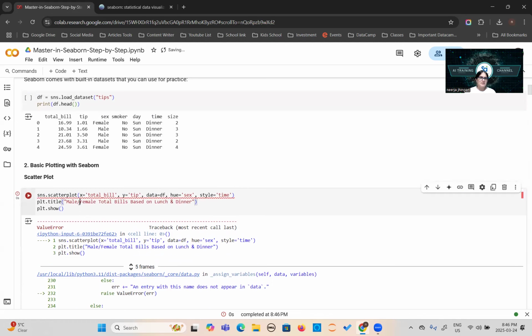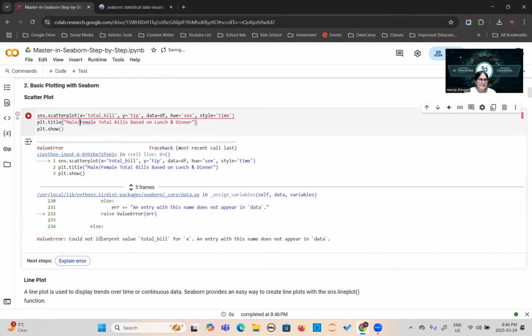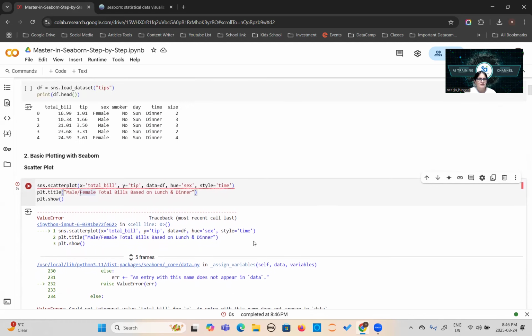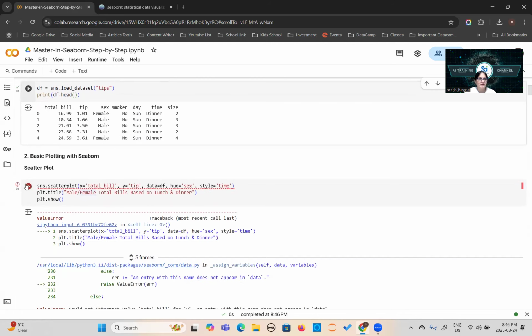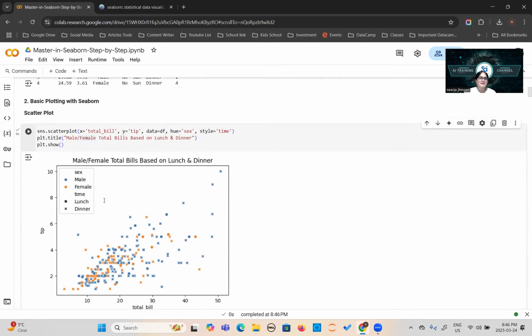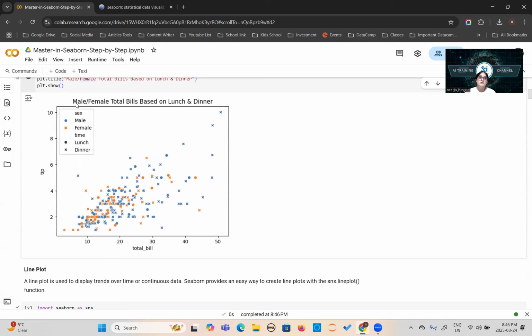Okay, so in this it is showing, this is not picking up the data. Oh, sorry about that. We did not run it. We need to run it, so that way it did not pick up. Okay, so this is the male female.